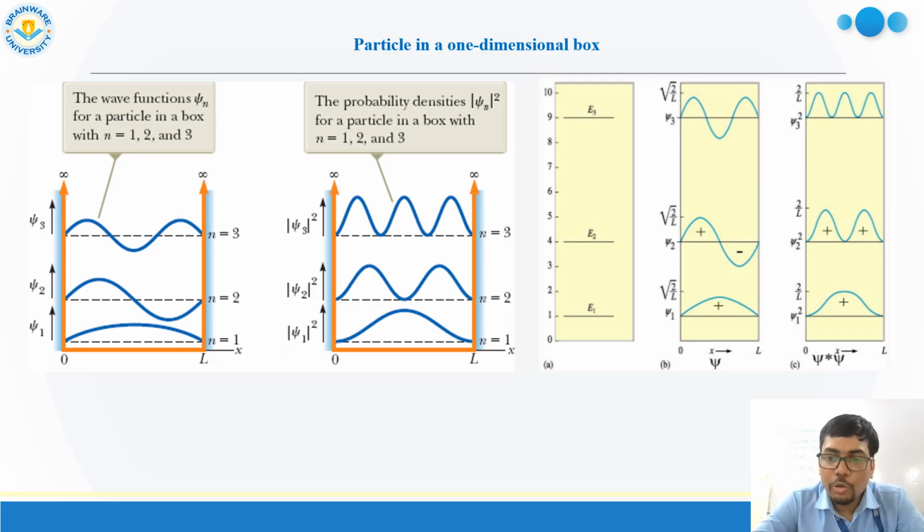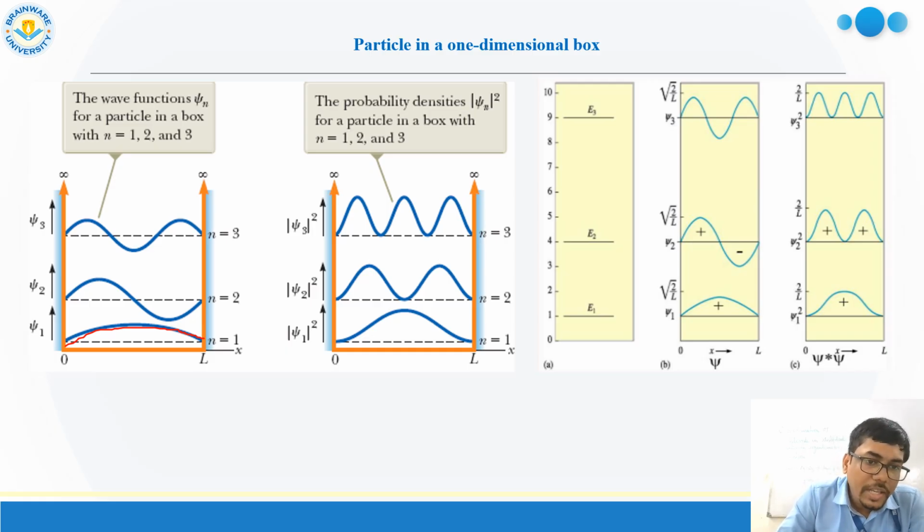Now, if I talk about the wave functions, the wave function looks like this. If you put n equals to 1, that is the ground state, it looks like this. If I put the box length 0 to L, I represent the different types of wave functions. So for n equals to 1, it is like this. For n equals to 2, if I represent psi, the wave function looks like this. Okay, so for n equals to 3, the wave function looks like this.